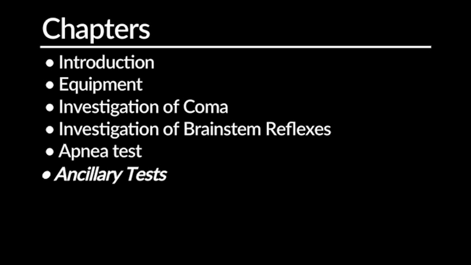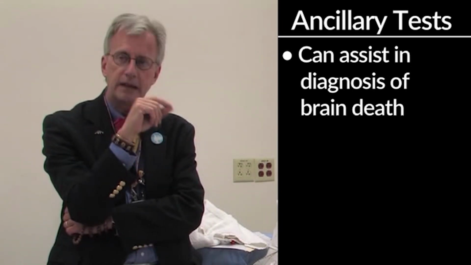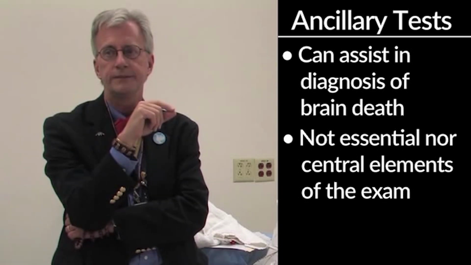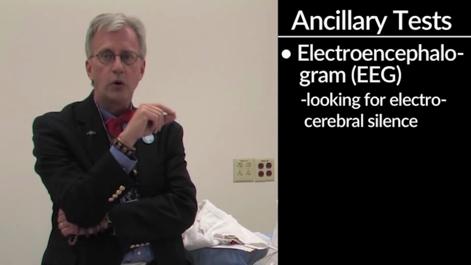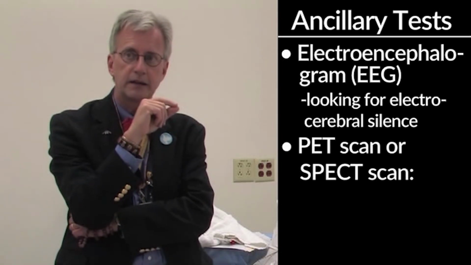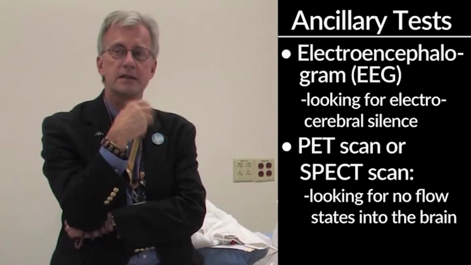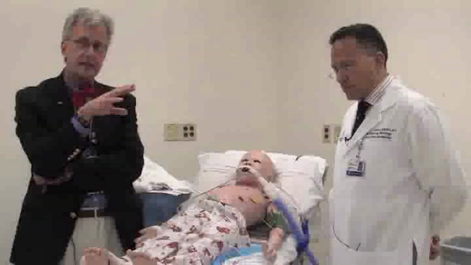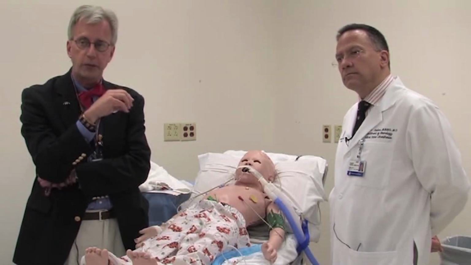Ancillary tests. It's important to remember that there are ancillary tests that can be used to assist you in this diagnosis, but they are not essential nor central elements of the examination or evaluation. These can include an electroencephalogram looking for electrocerebral silence, or these can be a PET scan or SPECT scan that might look for no flow states into the brain itself, that is, the absence of any demonstrable blood flow. It is important, however, to emphasize that these are ancillary tests and not required for the central elements of diagnosis of brain death.